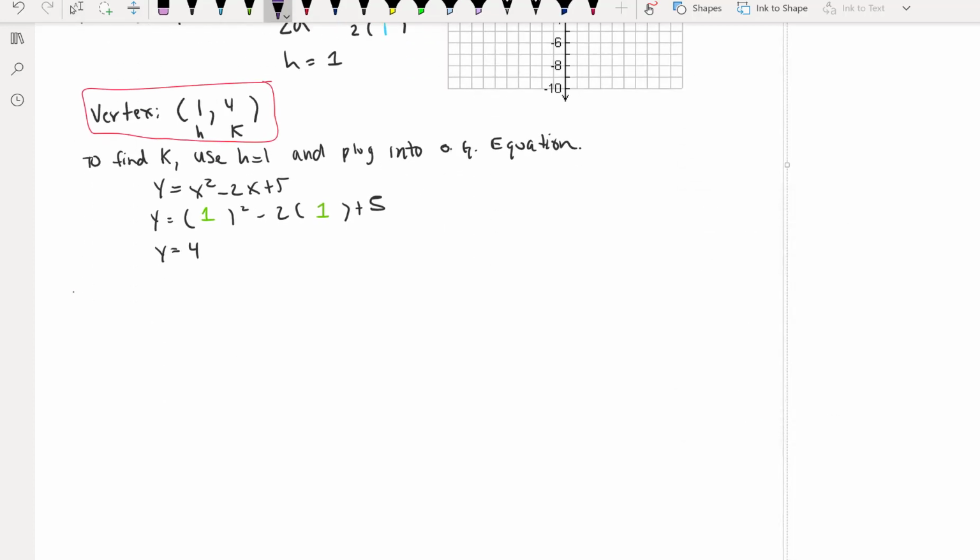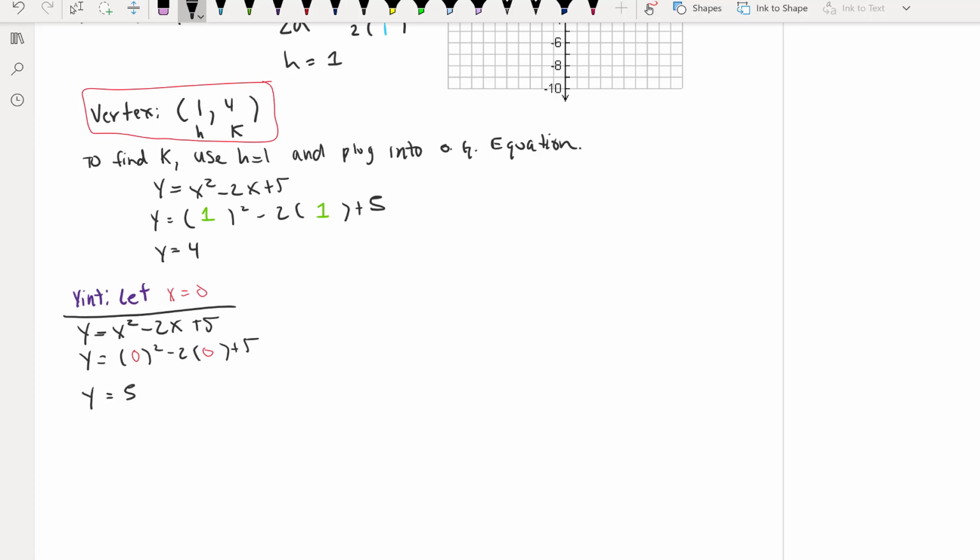Now to find my x and y intercepts. To find my y-intercept, I let my x value equal 0. So remember, in my original equation, I have y is equal to x squared minus 2x plus 5. So that x value that I'm plugging in is a 0. So I have that y is equal to a positive 5. So now I can say that my y-intercept is 0, comma 5.